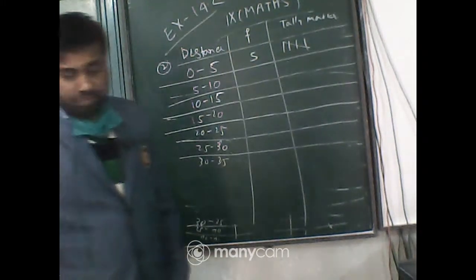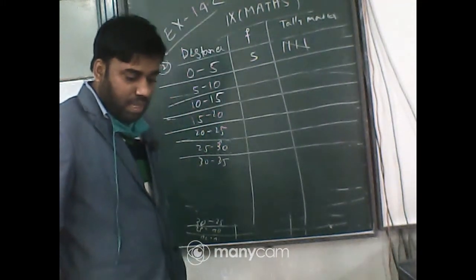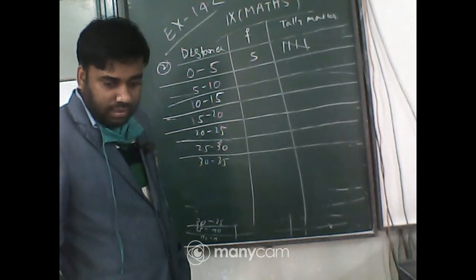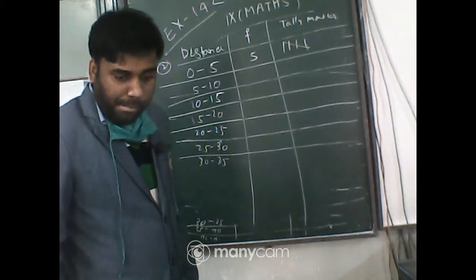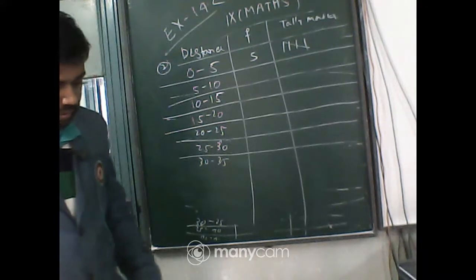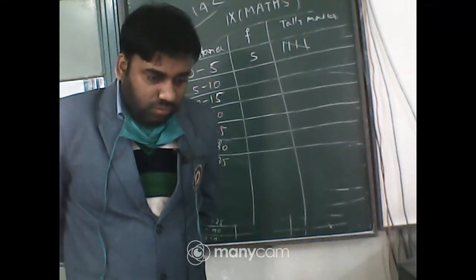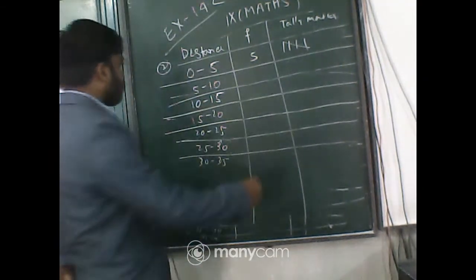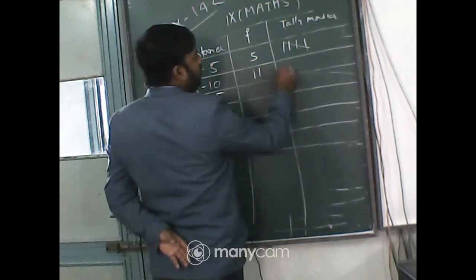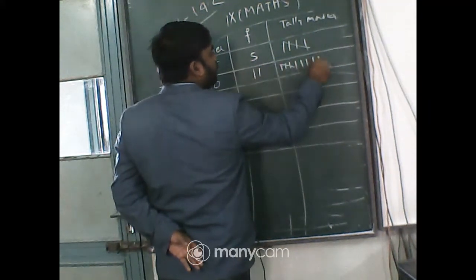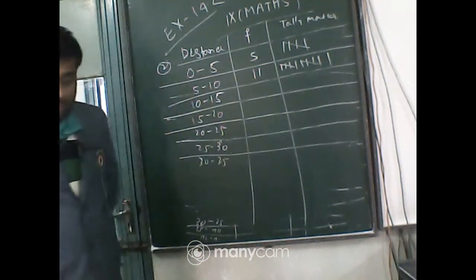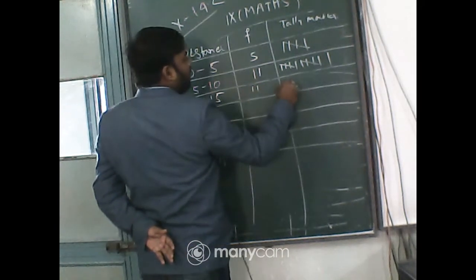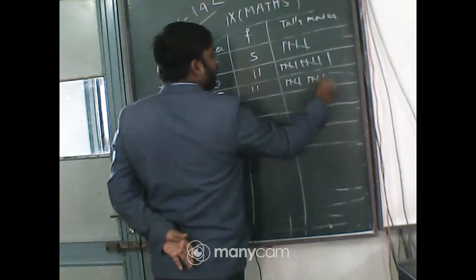Next, 5 to 10. How many of them have a distance from 5 to 10? Quickly in the chat box. 11. Okay, anyone else? And the tally marks: 1, 2, 3, 4, 5, 1, 2, 3, 4, 5 and 1. Next, 10 to 15. How many? That is also 11, with the same tally marks: 1, 2, 3, 4, 5, 1, 2, 3, 4, 5 and 1.